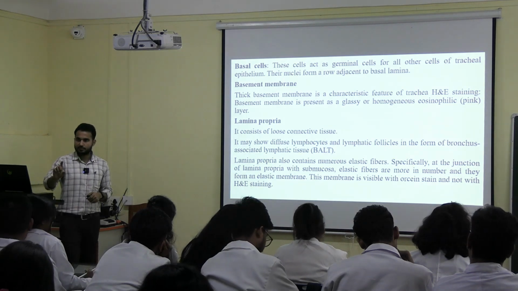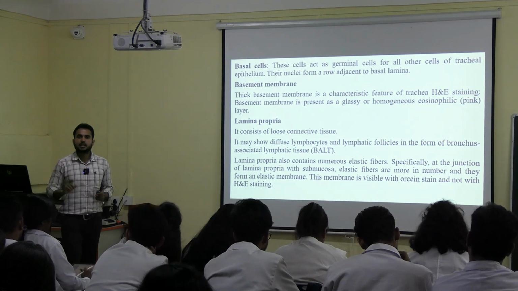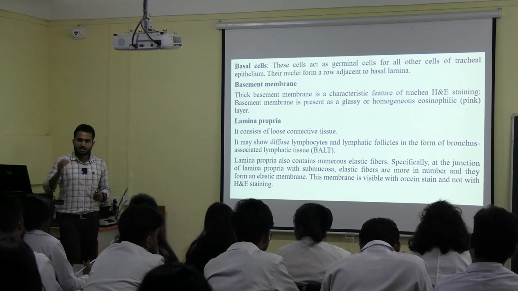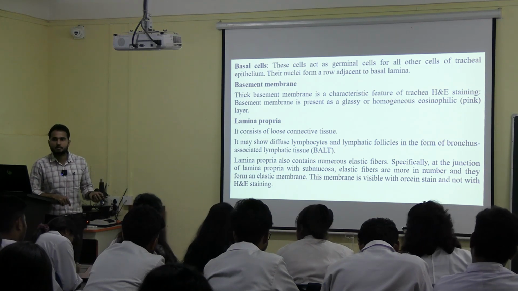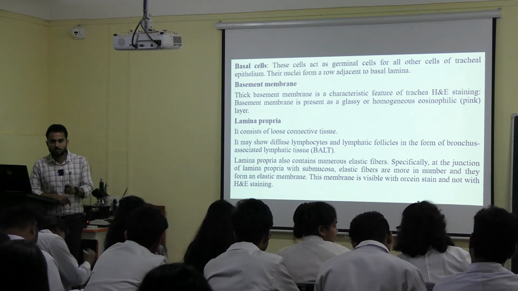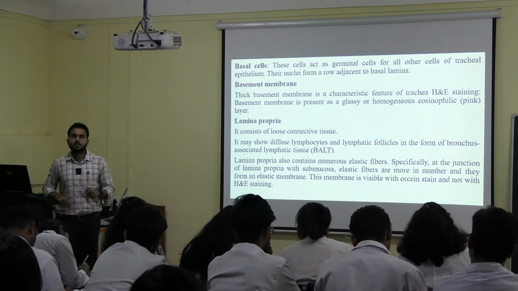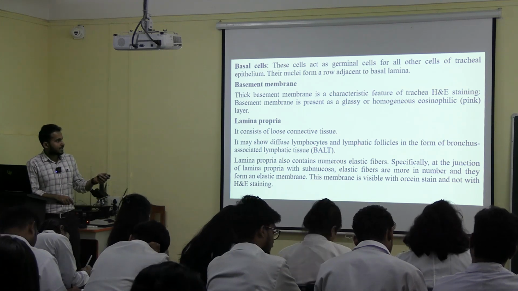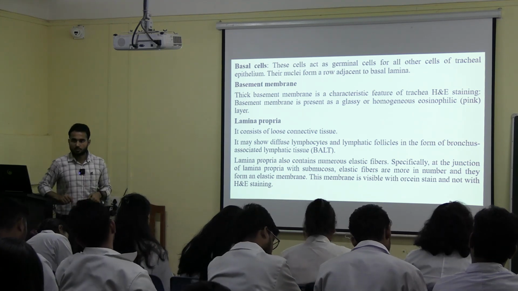In the mucosal layer itself, just below the basement membrane, a loose connective tissue layer is present, called lamina propria. In that layer, the speciality is BALT. Now what is this BALT? Bronchus associated lymphoid tissue. That is present in that particular layer. That is the speciality of this layer. So it shows many diffuse lymphocytes and lymphatic follicles in the form of bronchus associated lymphoid tissue.